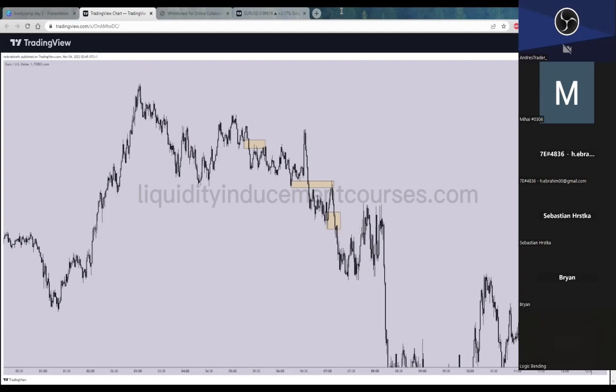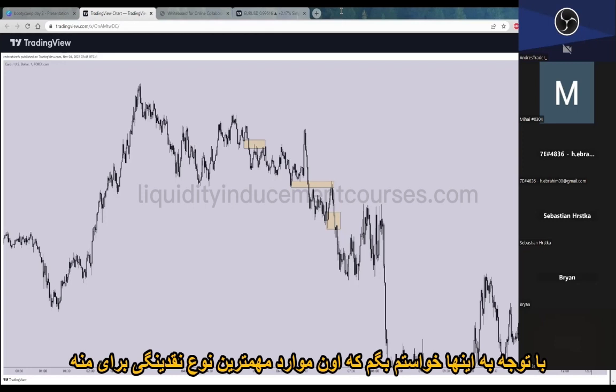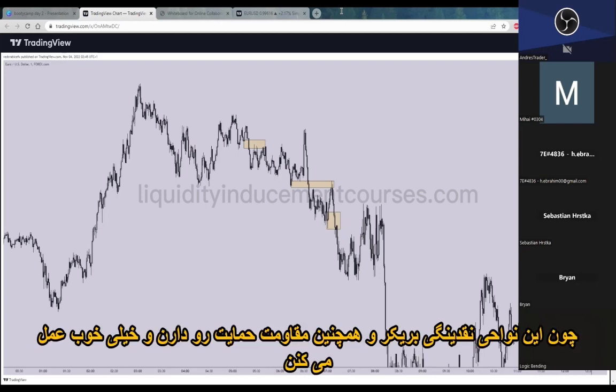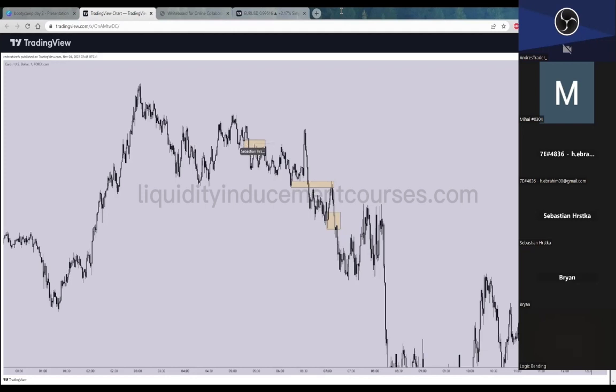So yes, just test it out. I dare to say it's my strongest liquidity type, because it's both breaker and support and resistance liquidity, and works like butter.